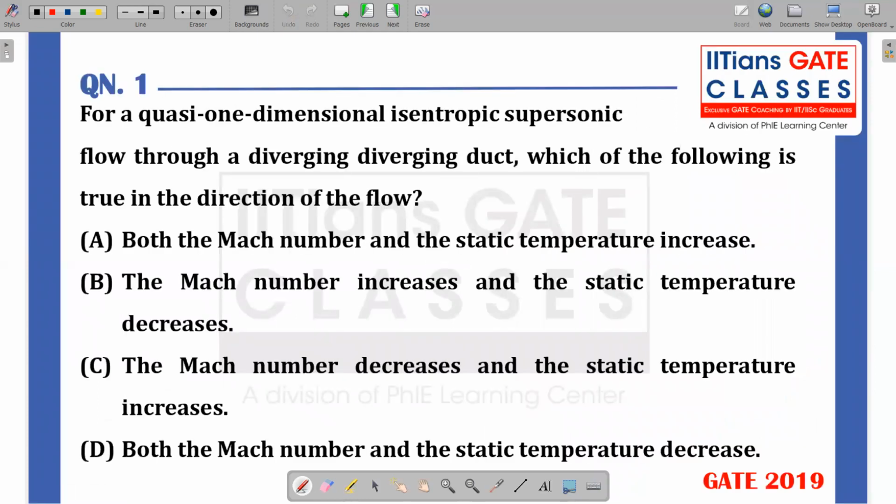The first question is: for a quasi one-dimensional isentropic supersonic flow through a diverging duct, which of the following is true in the direction of the flow? Very simple and straightforward. The options given: both Mach number and static temperature increase; the Mach number increases and the static temperature decreases; the Mach number decreases and static temperature increases; both the Mach number and the static temperature decrease. So how are you going to answer this?